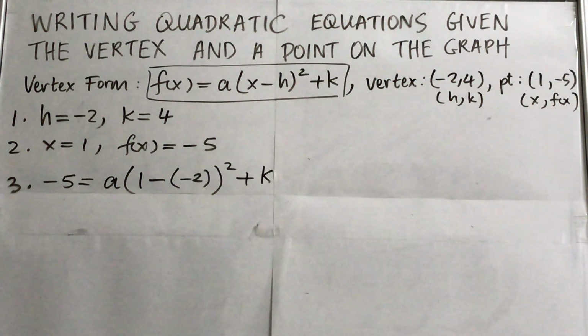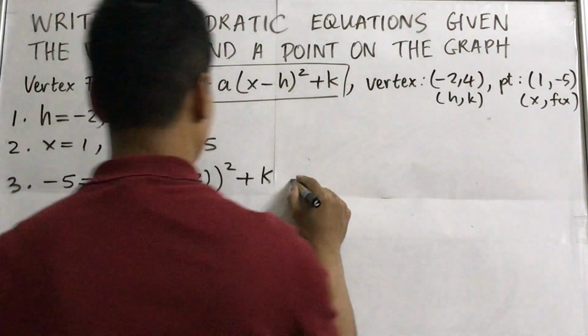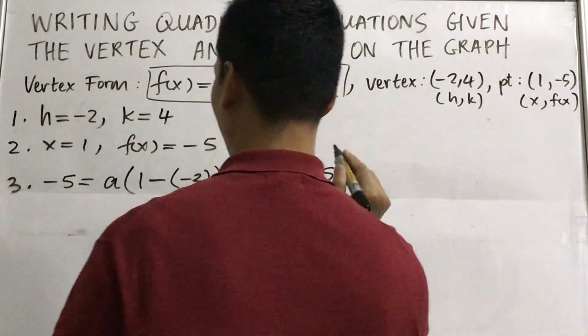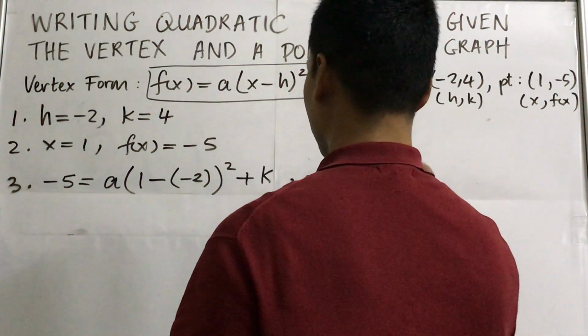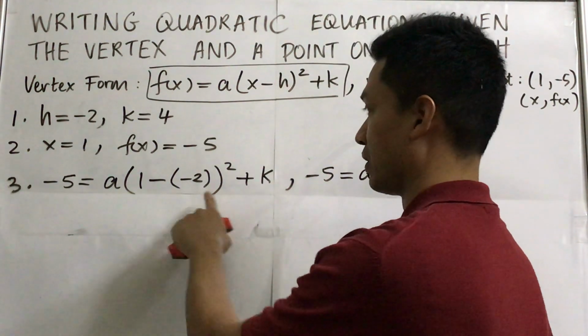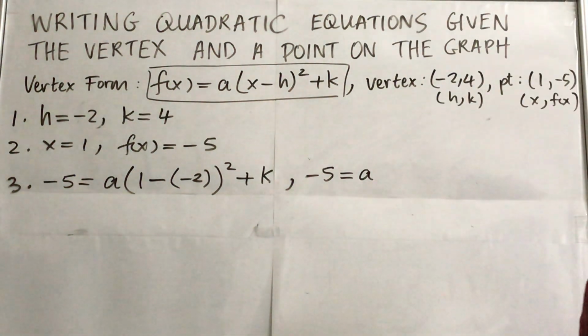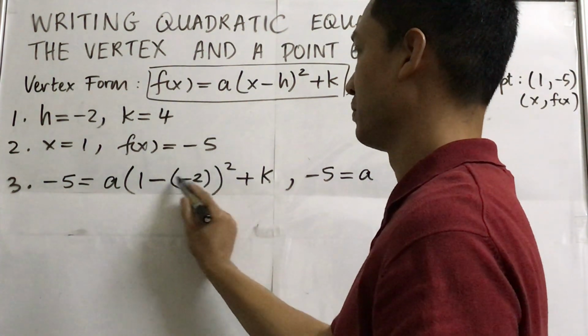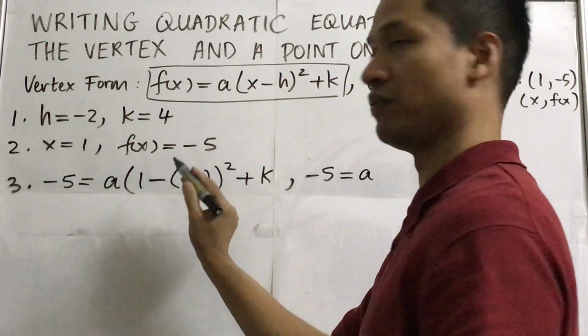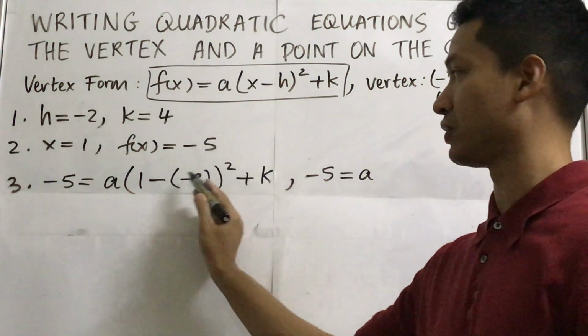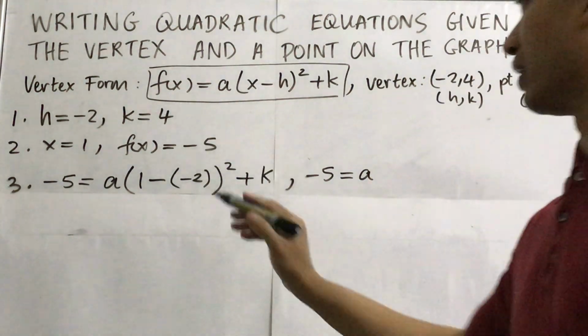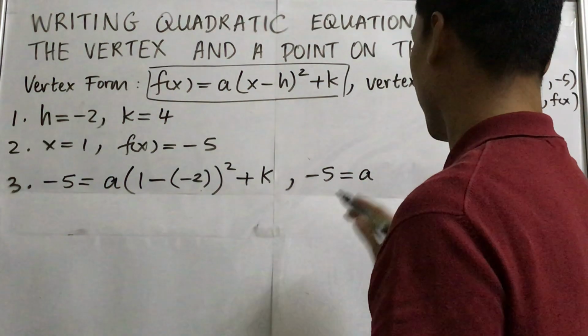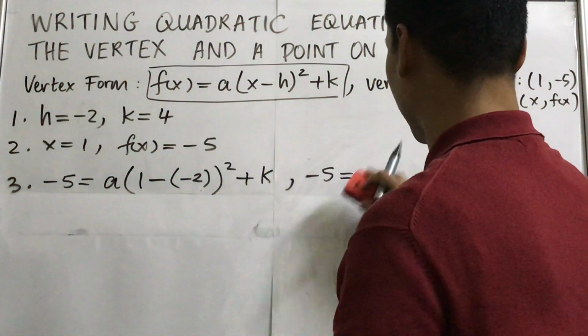So all we have to do is simplify them. Okay? We have -5. 1 minus -2 is 2. Negative signs give you a positive. So 1 plus 2 is 3. And 3 squared is 9. So I'm going to put a 9a.